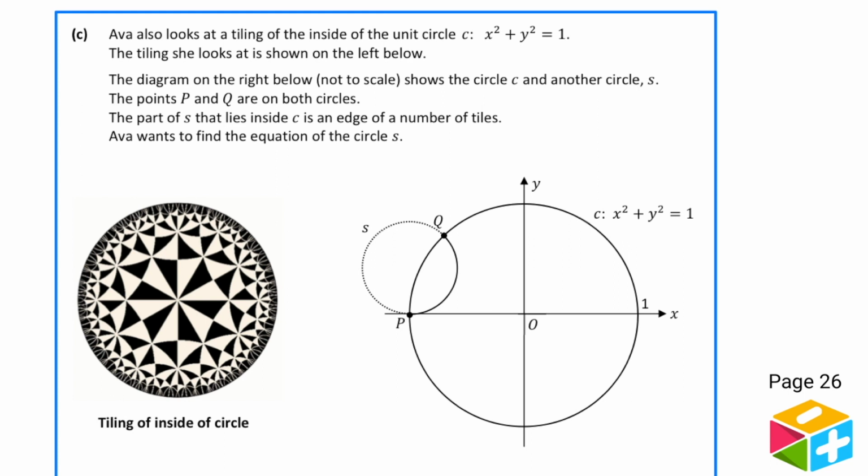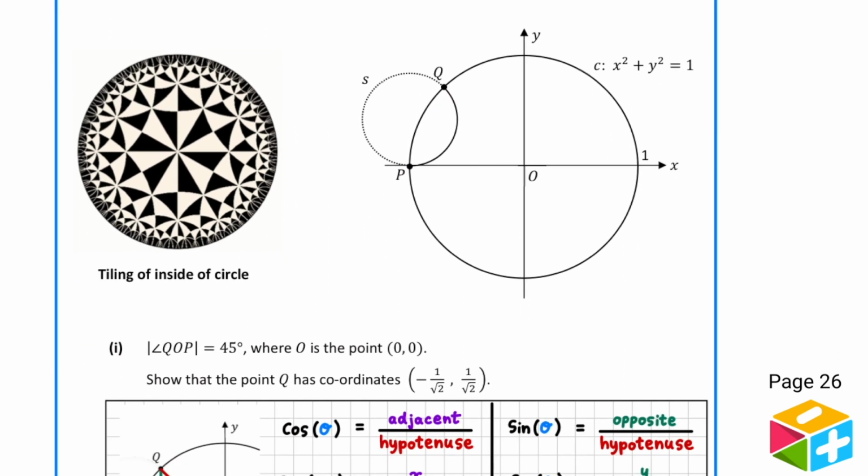In part C, Ava is looking at tilings of the unit circle. We are provided with a diagram of the unit circle, and there's been 3 points labelled: O, P, and Q. We are told that the angle QOP is 45 degrees. To help visualise this, we should draw in the side QO.